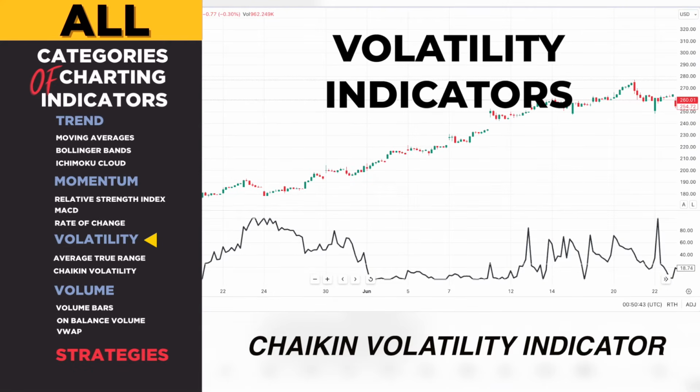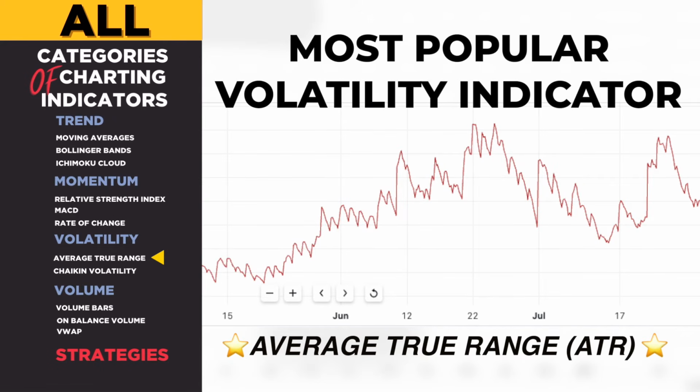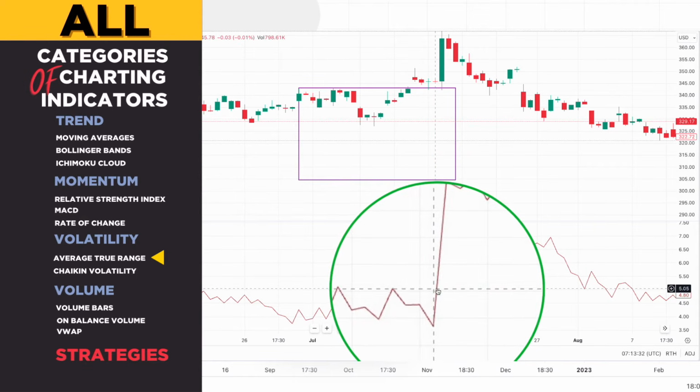The Chaikin volatility indicator. Out of all of these, the ATR is pretty much going to be the rock star out of this group of volatility indicators. So when we're using volatility indicators, keep an eye out for large increases or decreases in volatility.